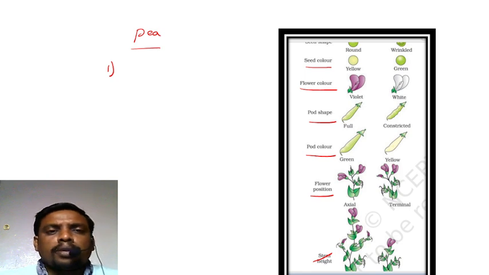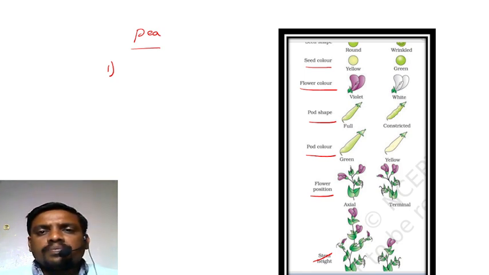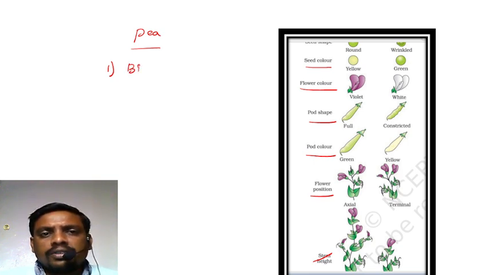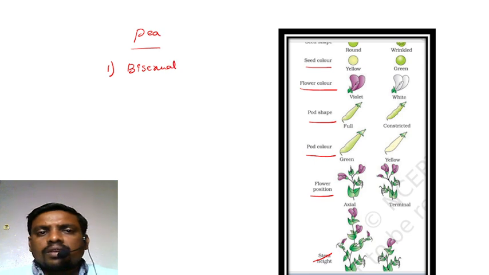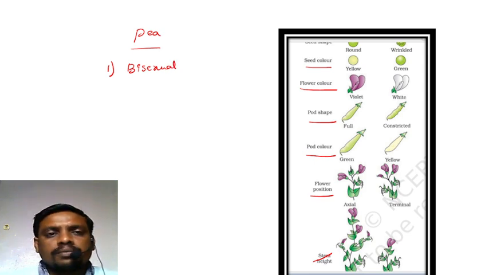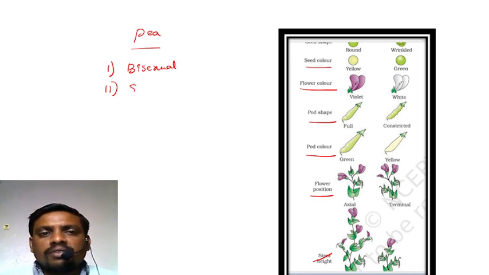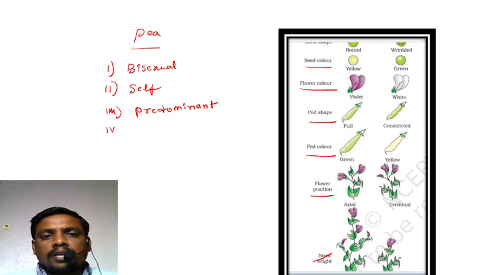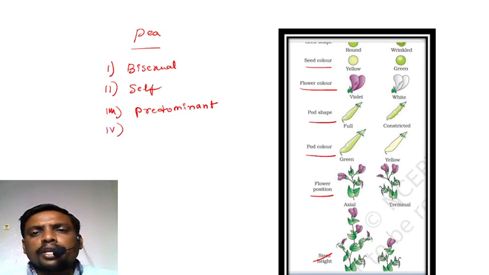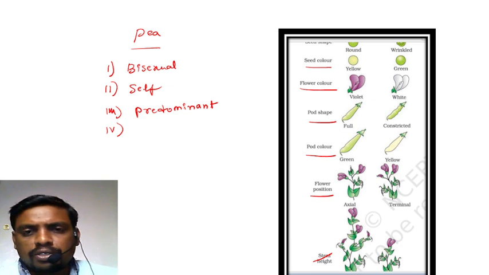Point number one: pea plants are annual, easily growing and yielding plants, and it is a bisexual plant, easy for self-fertilization, and the plants are generally predominant in nature. What are they? Predominant in nature. These pea plants grow annually, as you know very well.